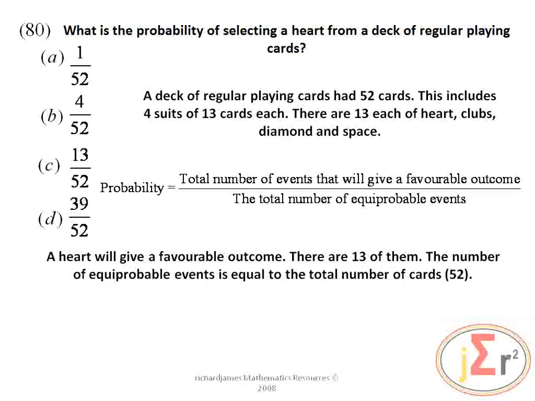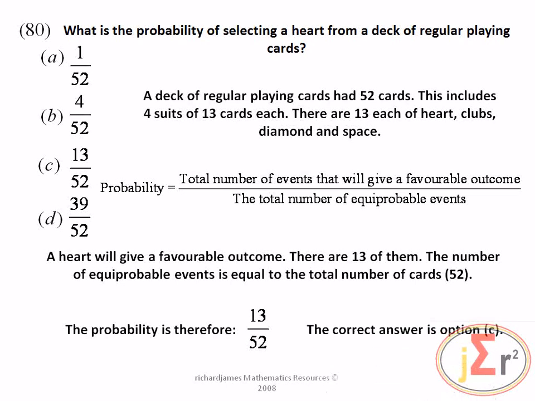A heart will give a favorable outcome. There are 13 of them. The number of equiprobable events is equal to the total number of cards, which is 52. So the number of cards that will give a favorable outcome is 13, and the number of cards representing the number of equiprobable events will be 52. So the probability is 13 over 52. The correct answer is option C.